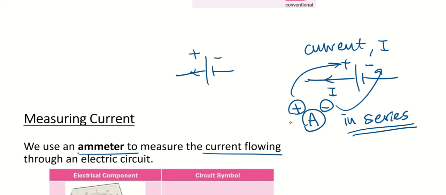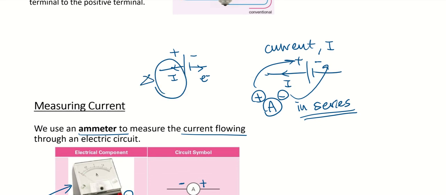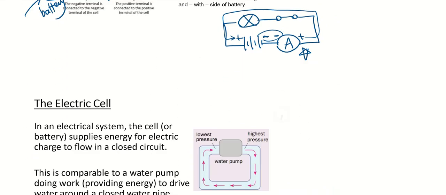Then sometimes I may ask you for the direction of electron. So this is my current. Coming out from the negative terminal is my electron, which is negative. But most of the time we'll be focusing on current. So this is the quick recap.